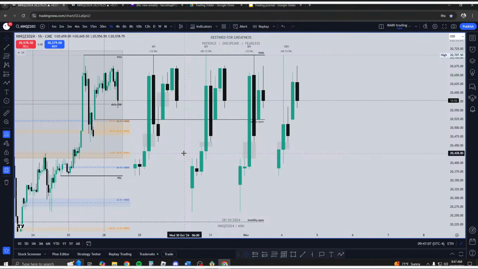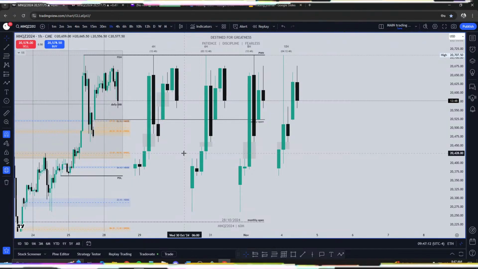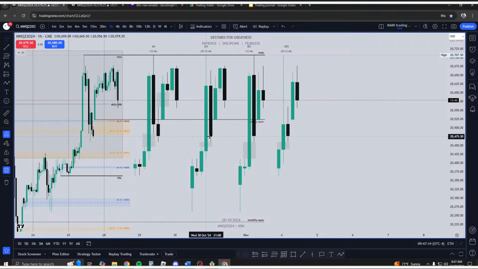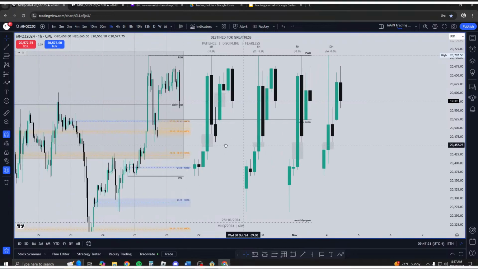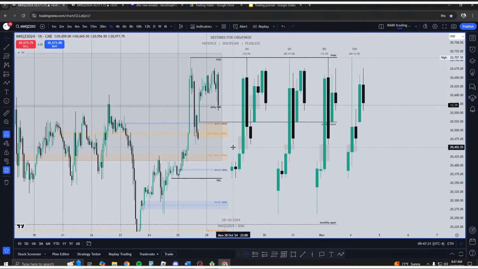About 12 minutes left, 13 or so. Twelve or 13 minutes left till the 4-hour candle closure. Be patient.